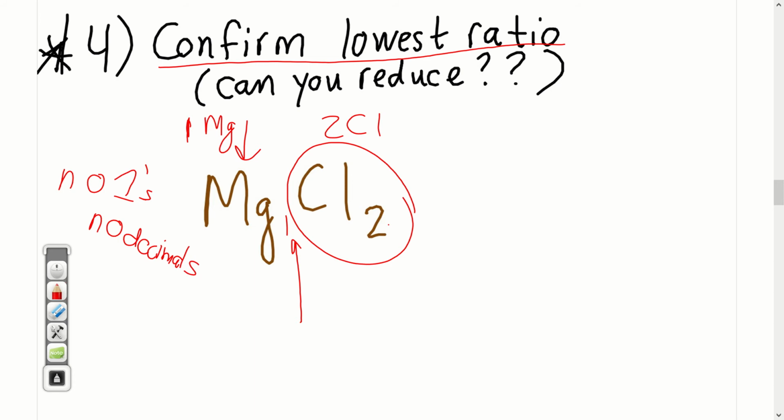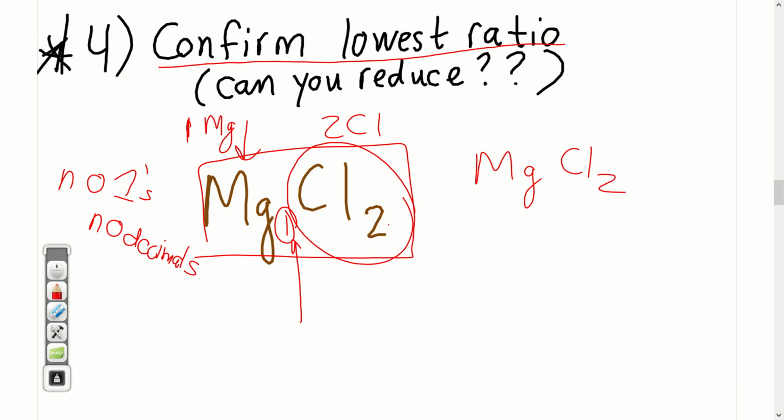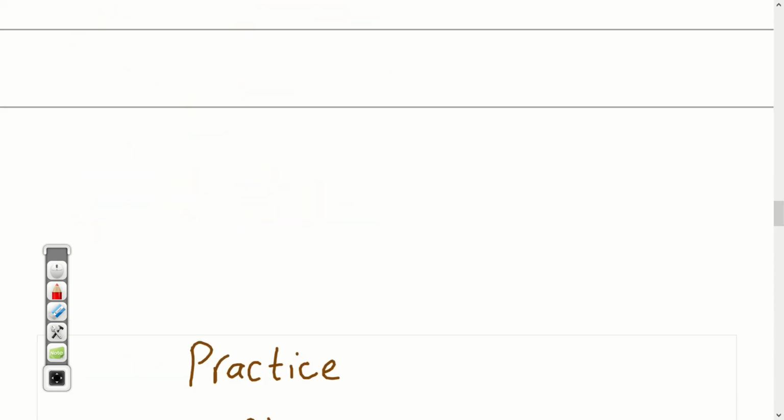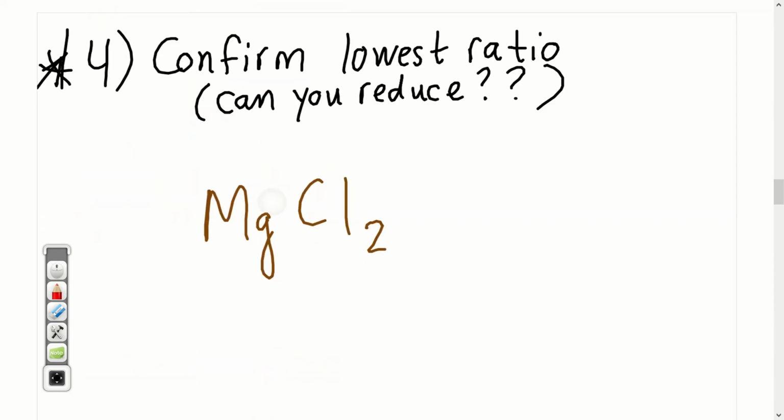What I'm trying to say is, if I have 2 numbers that could be divided by the same number and still get a whole number, I do that. So I try to reduce it down. The thing is, one of the elements is 1. I can't get smaller than that. So this right here is already reduced. MgCl2 is already reduced, and that means I have my right formula. Okay, that is the correct formula involved there. All right, so MgCl2 is my correct formula.